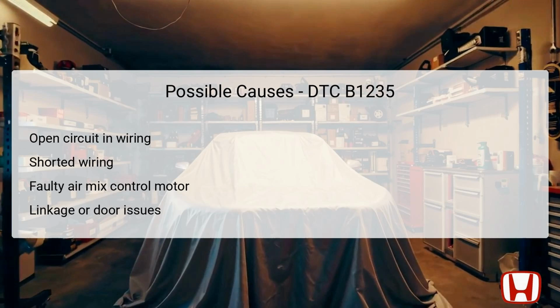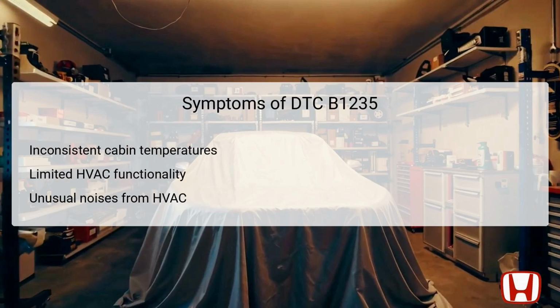Furthermore, issues with the linkage or the air mix control door may also contribute to this DTC, preventing the door from moving to the designated position for air mixing. Each of these potential causes necessitates thorough checks during the troubleshooting process to ensure the problem is accurately diagnosed and addressed.